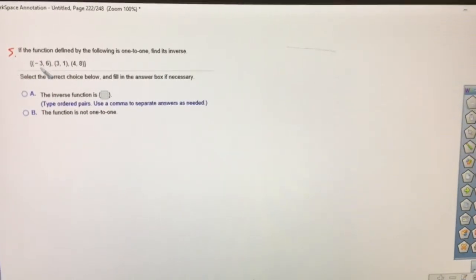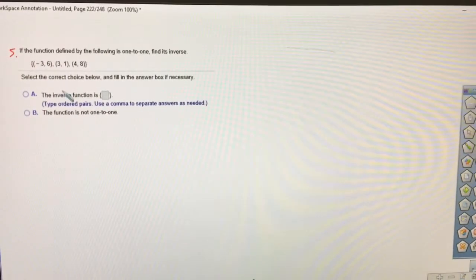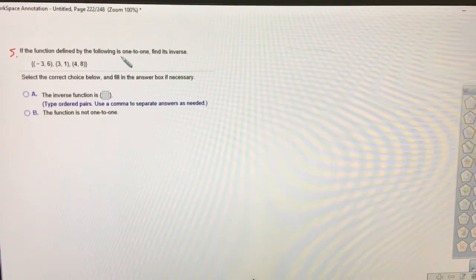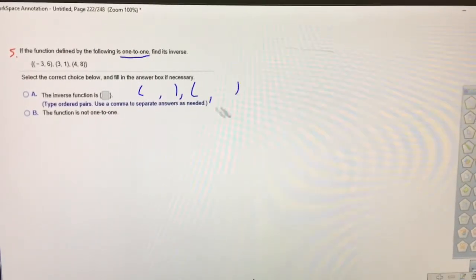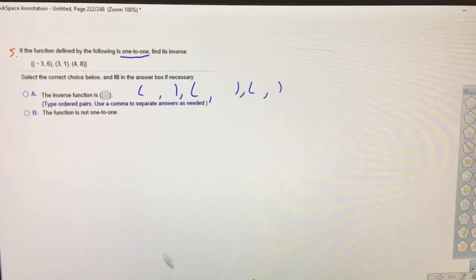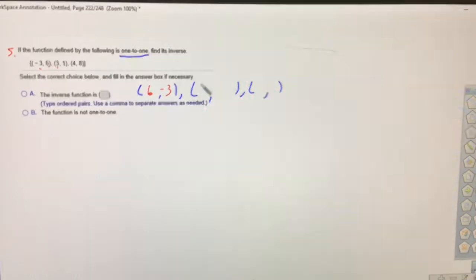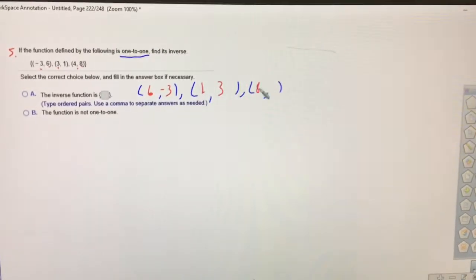1-to-1. All right, let me see. 3, 3, 3. No x's repeat, so it is a function. 6, 1, 8. No y's repeat, so it is now a 1-to-1 function. So I'm going to find its inverse. That's going to be separated by a bunch of commas, and this is fairly straightforward. All I'm going to do is reverse the coordinates. (6, -3), (1, 3), and (8, 4).